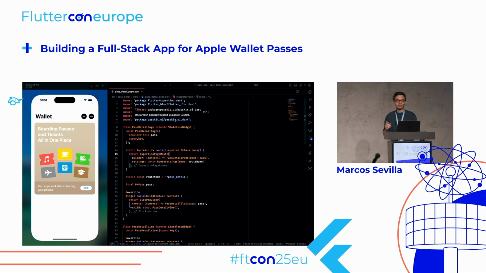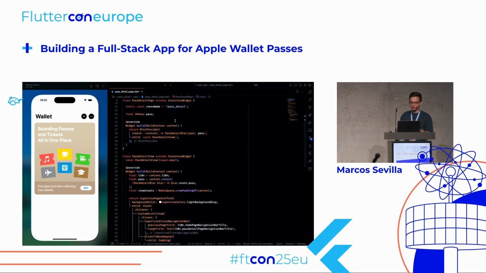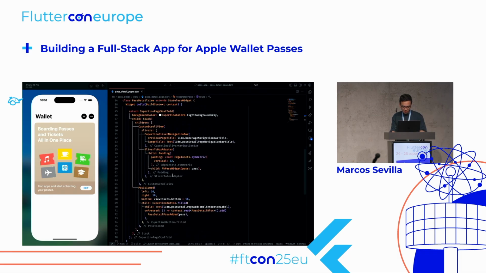So it's really easy to just use the, where is it? Okay, the PK pass widget. You just pass your pass. But yeah, that's gonna render everything, and it's following Apple guidelines and things like that. So yeah, pretty easy to use. Pretty cool library, as I said.